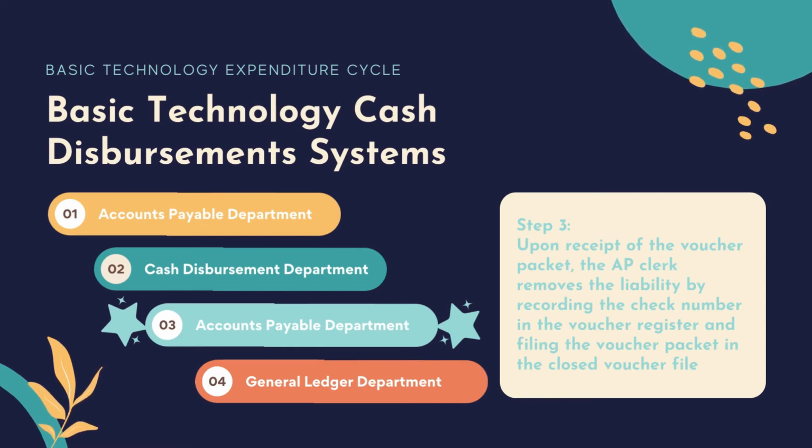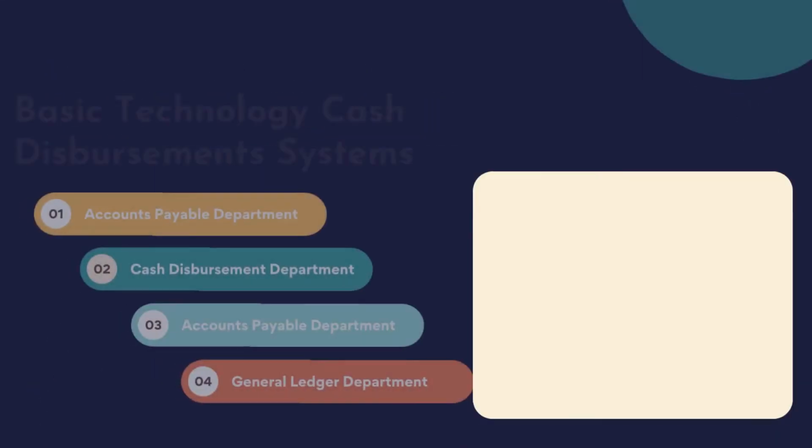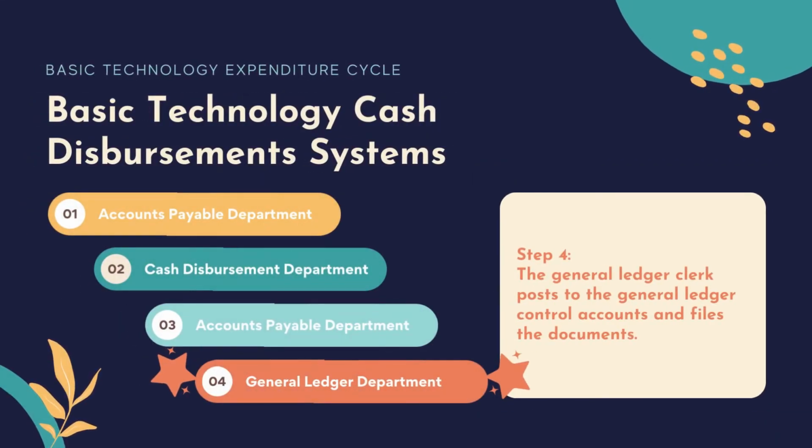Upon receipt of the voucher packet, the AP clerk removes the liability by recording the check number in the voucher register and filing the voucher packet in the closed voucher file. Finally, the clerk sends an AP summary to the General Ledger Department.